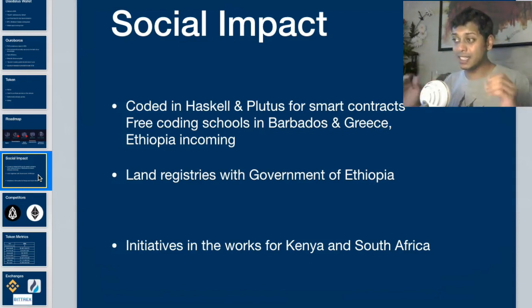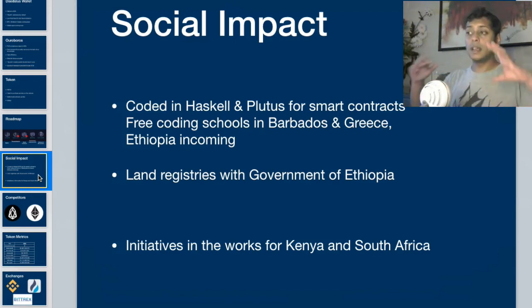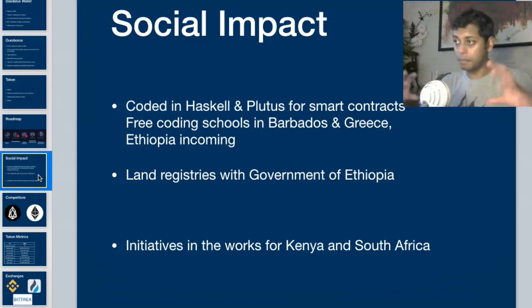We all know that Greece is still dealing with those violent effects of the 2008 crisis. And by offering people free ways to improve their skill set and one day maybe even work for RHOC and Cardano, this is a fantastic way to encourage development in this space. Similar schools will be coming up in Ethiopia, and we do know that there is quite a strong connection between Cardano and the government of Ethiopia.